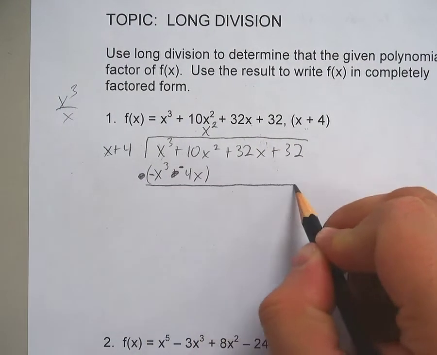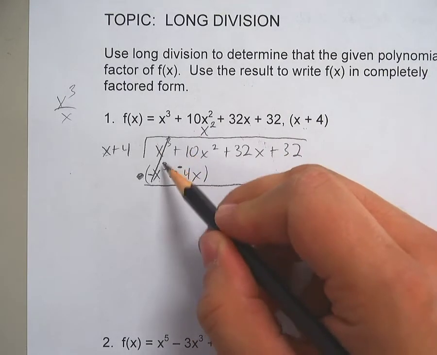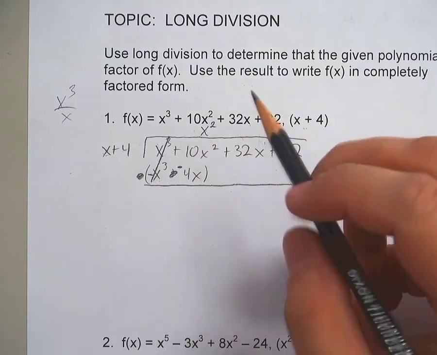And then let's see what we get. We'll have x cubed minus x cubed is gone. And this step right here, if these cancel, you did it right. If they don't cancel, you did it wrong. You've got to go back and check it.